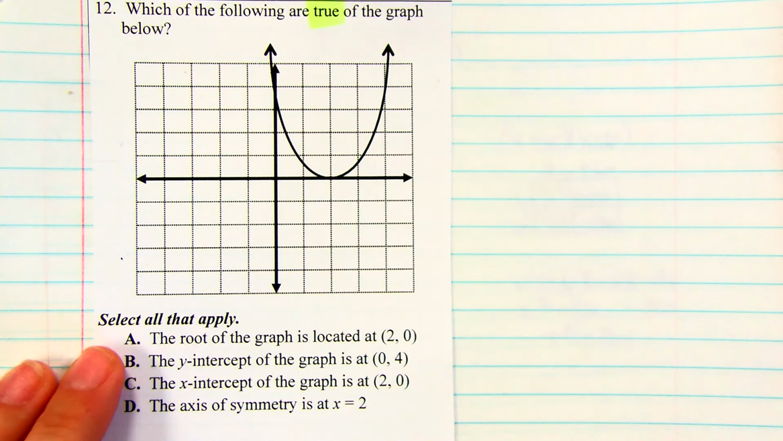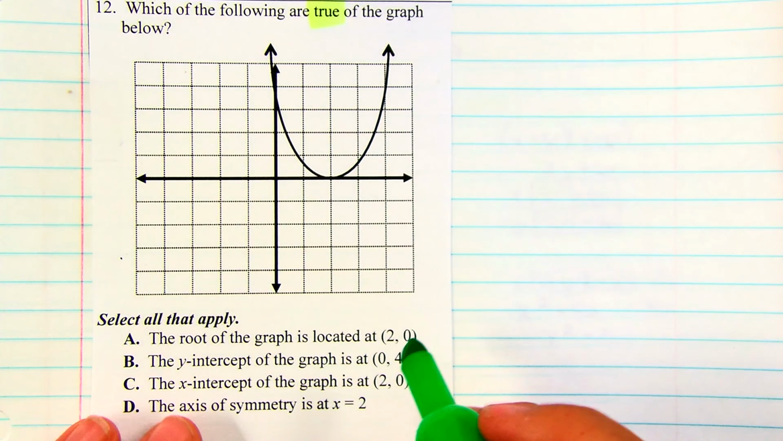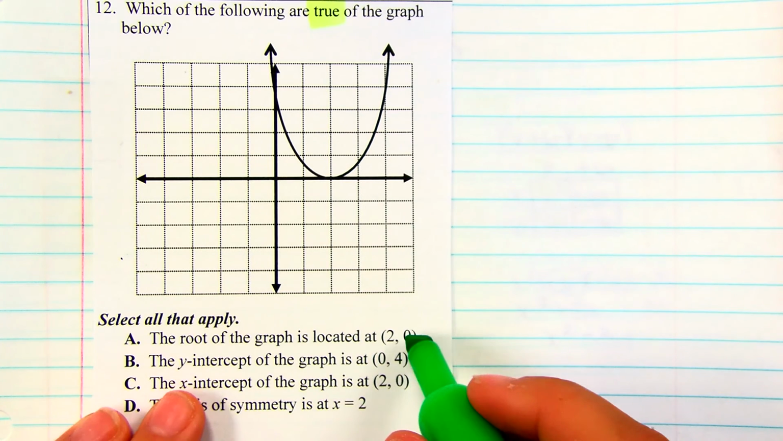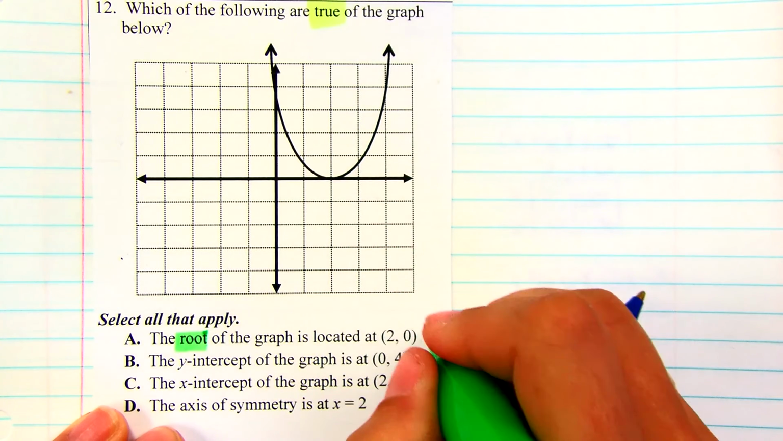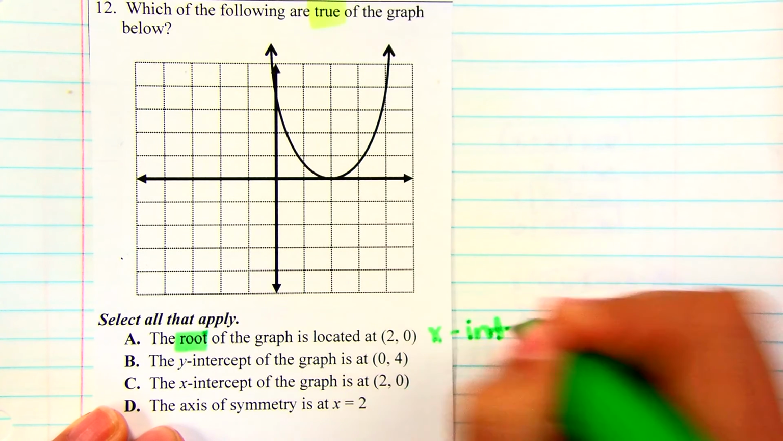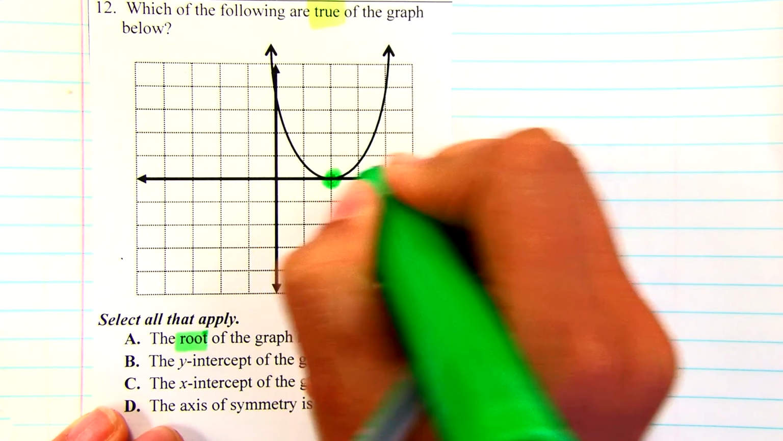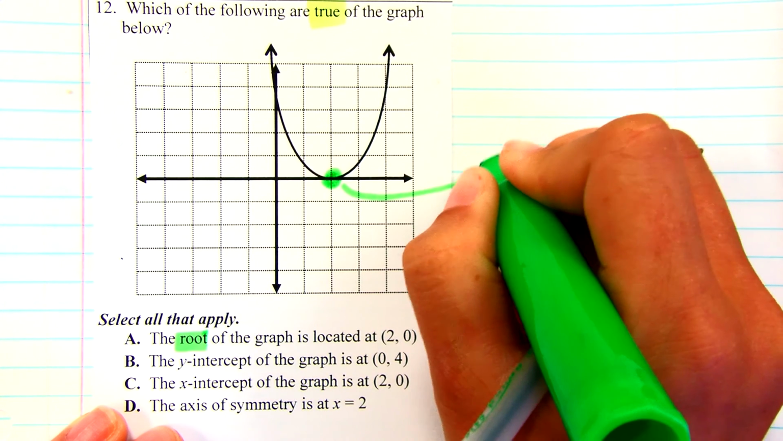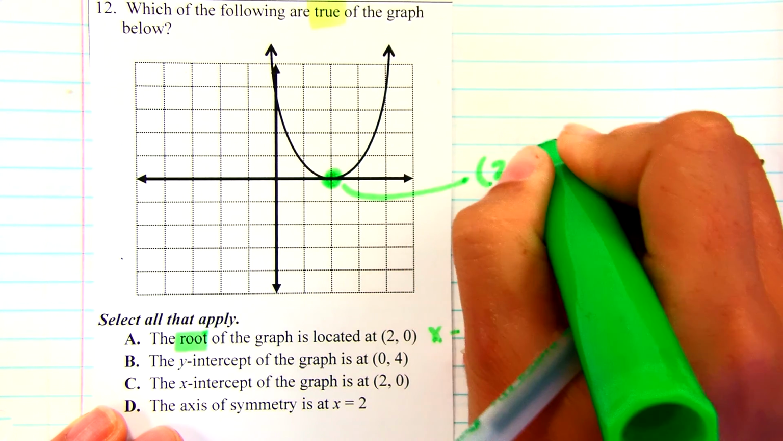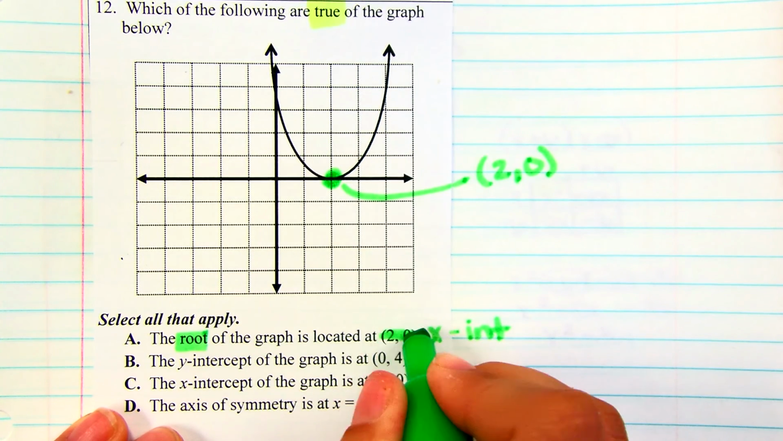To start, it says the root of the graph is located at (2, 0). A root is just a fancy name for x-intercepts. And so this is my x-intercept, which is at the coordinate. I went right 2 units and up or down nothing. So is the root at (2, 0)? Yes.